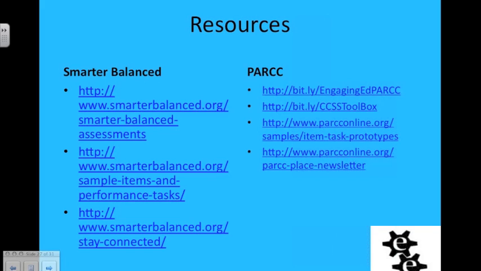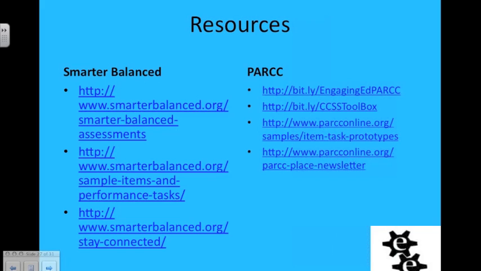But these are the links that you'll be able to use to get to the Smarter Balanced information, as well as the PARCC information. I will say that the second link on the Smarter Balanced side contains actual interactive items that are annotated, and also that you can actually do on your computer. You can manipulate the little boxes. You can move them around. I'm not sure if PARCC has something like that. That's true for the second bullet point on PARCC as well.